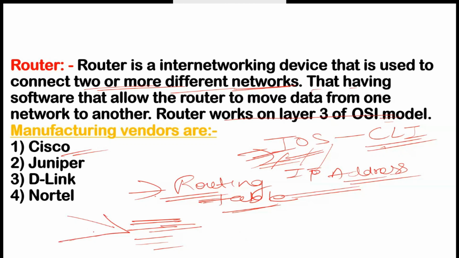Right? How to make the entry we will discuss, but for now you have to understand the concept. And here are some popular manufacturing vendors, like Cisco in first place, then Juniper, D-Link, Norton. Those are some vendors. Right?